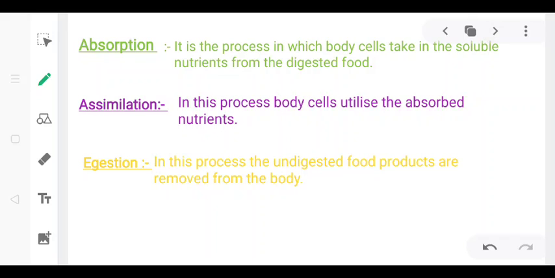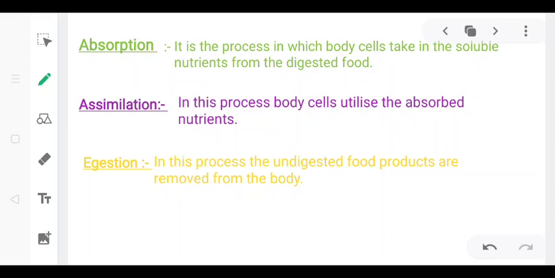Next, the protein and the fat help us to grow and give us energy. So these are all called utilization processes. How our body uses those soluble nutrients is known as assimilation. Next is egestion, which is the last step of nutrition.